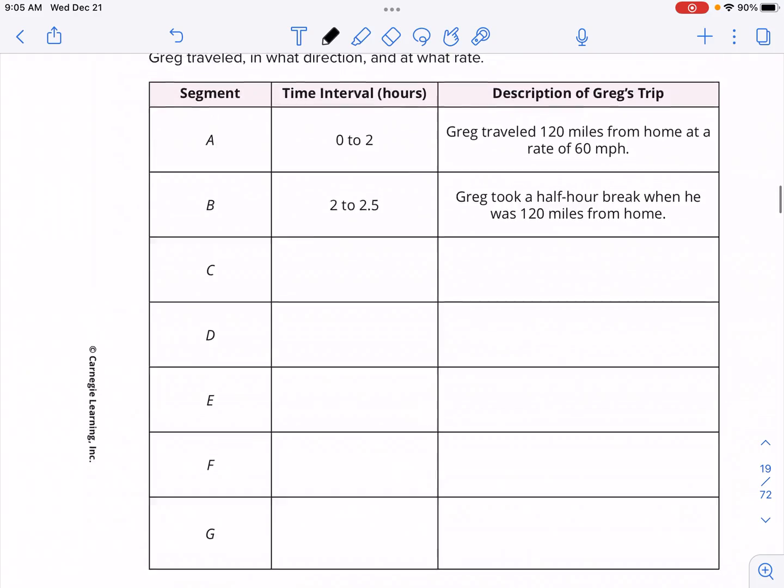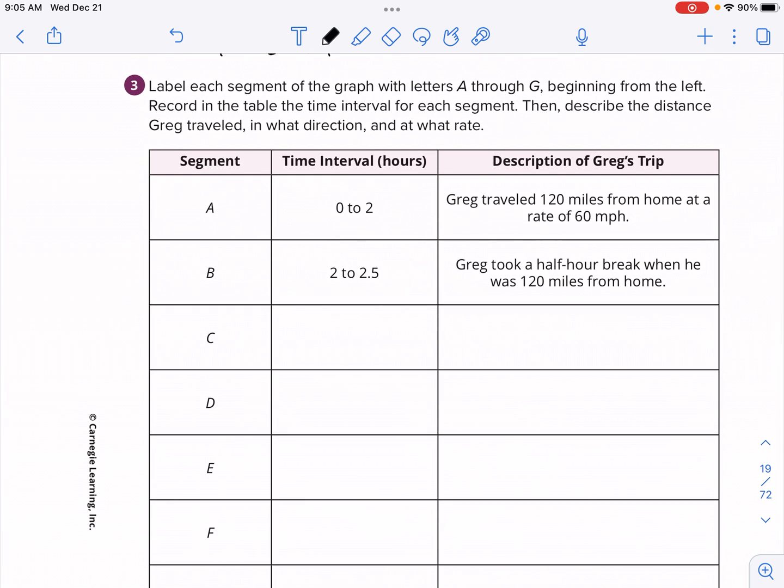All right, and then the parts that we're going to have to annotate here. So number 3, label each segment of the graph with letters A through G, beginning from the left, and record in the table the time interval for each segment. Then describe the distance Greg traveled in what direction at what rate. So it already did 2 of these for us.